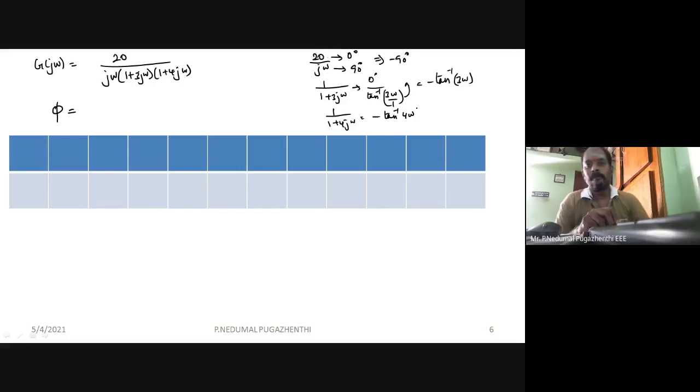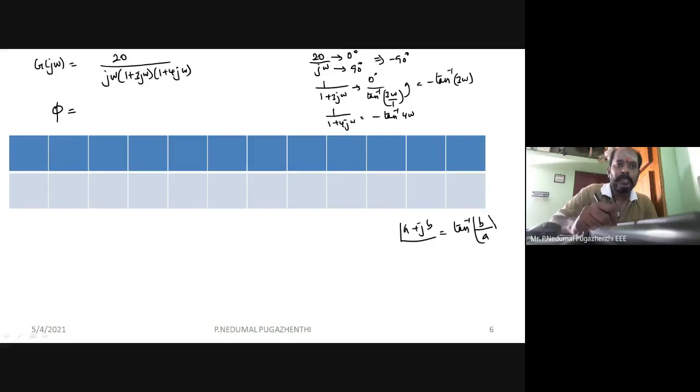Any doubts? Any doubts in this particular finding out the angle? How to find this? If it is a complex number, a plus jb, how to do that? If you have a plus jb, then the angle of a plus jb is going to be tan inverse of b by a, imaginary by real. Now you apply that.